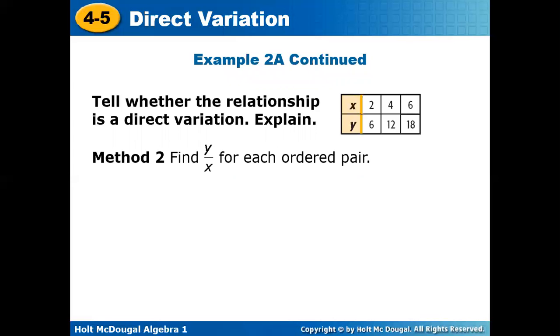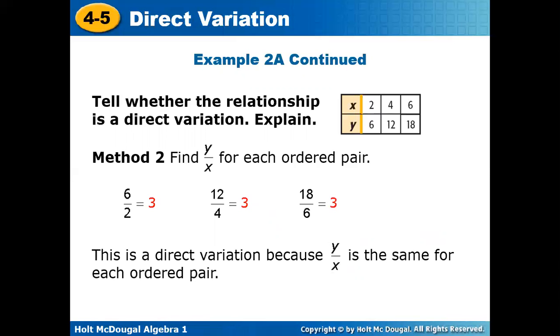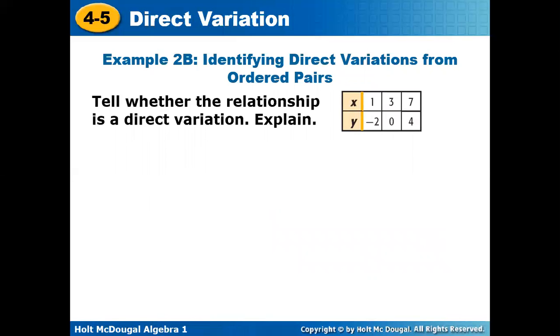Now, the second method, if you divide y over x for each ordered pair, you will see that it's constant. When you divide 6 by 2, 3, 12 by 4, also 3, 18 by 6, 3. So this is a direct variation because y over x is the same for each ordered pair. Now, second example, we have another relationship in this table, and I ask you, is this a direct variation? And explain. You can use any way.